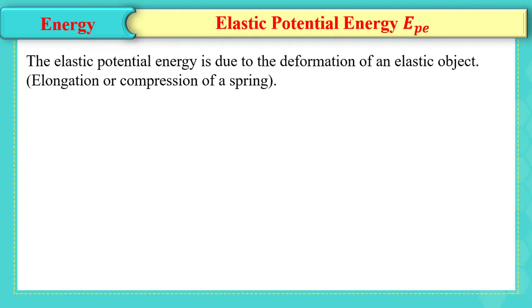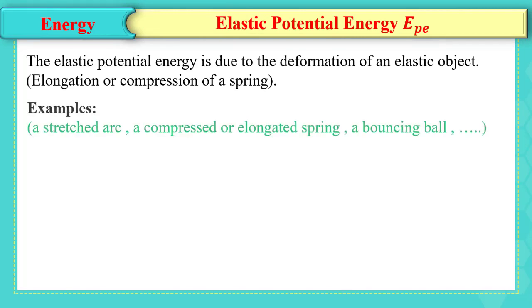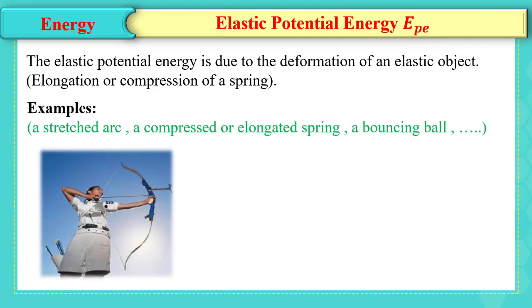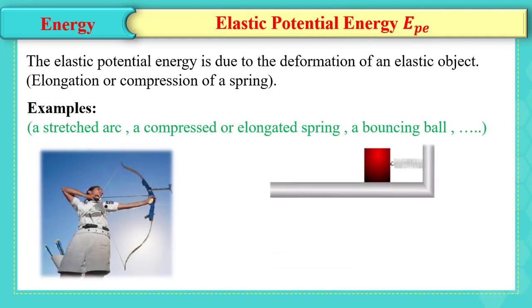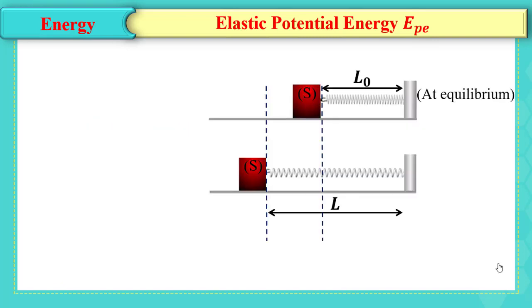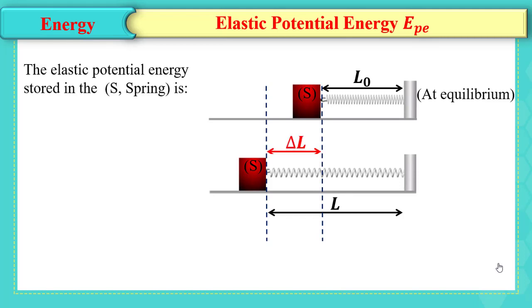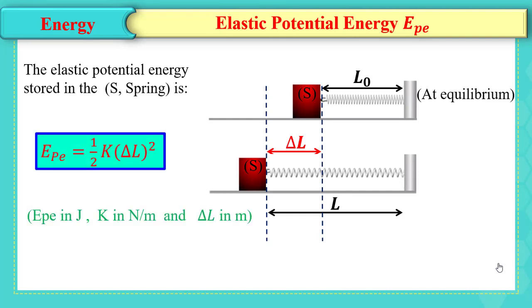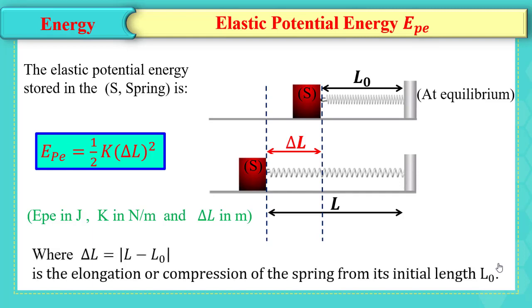Elastic potential energy. Elastic potential energy is due to the deformation of an elastic object, either elongation or compression of a spring. Examples are a stretched arc, a compressed or elongated spring, or a bouncing ball. Consider a spring at equilibrium of length L0 elongated to a length L, where delta L is the elongation of this spring. The elastic potential energy stored in the system is given by the relation half K delta L squared, where EPE is given in joules, K is the stiffness of the spring given in Newton per meter, and delta L in meters. Delta L is the elongation or compression of the spring from its initial length L0.